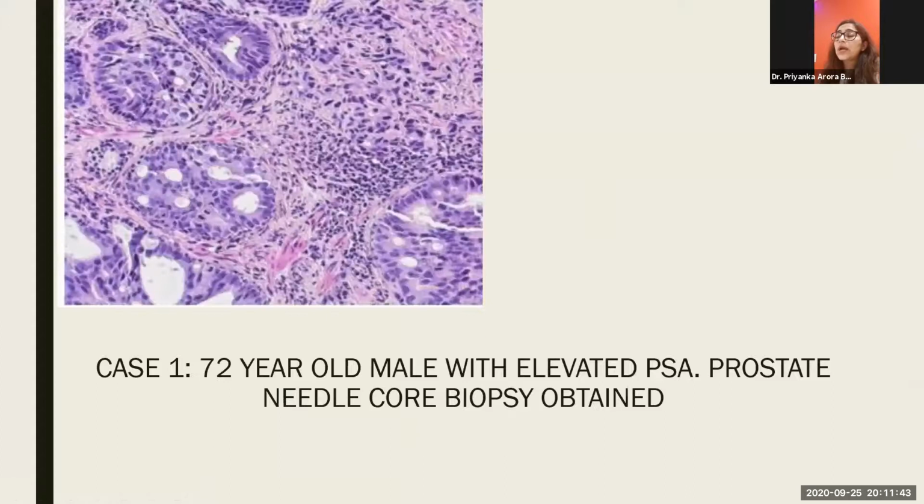Okay, so this is a case, a 72-year-old male with elevated PSA, prostate needle core biopsy obtained, and you see these kind of ducts here, and this is the picture basically. So anyone want to volunteer on what do you think is the carcinoma? Okay, all right, anyone?